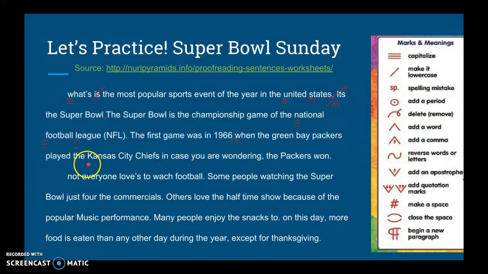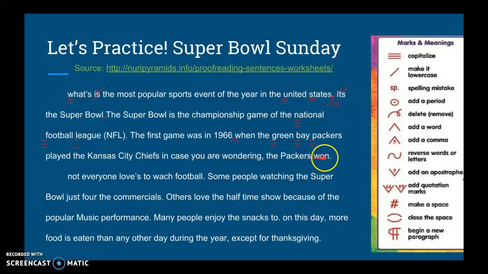So let's take a look down here. Kansas City Chiefs. That's the name of a team in the NFL. So the author did a great job at capitalizing this proper noun. But when we go back up here to Green Bay Packers, they're also a team in the NFL. So they also need to be capitalized. Okay. The first game was in 1966 when the Green Bay Packers played the Kansas City Chiefs.